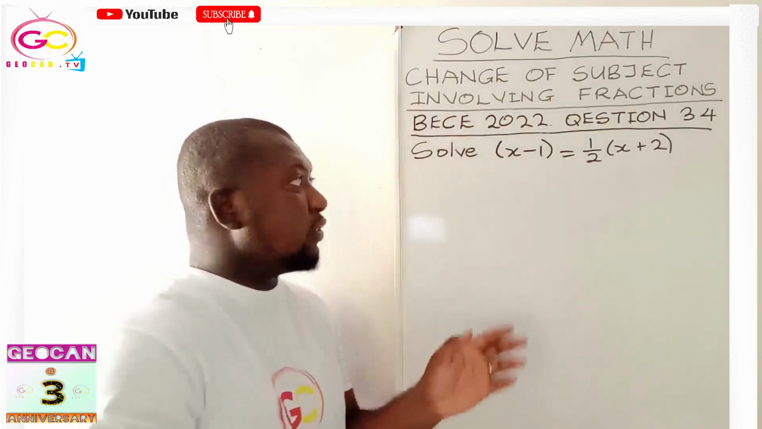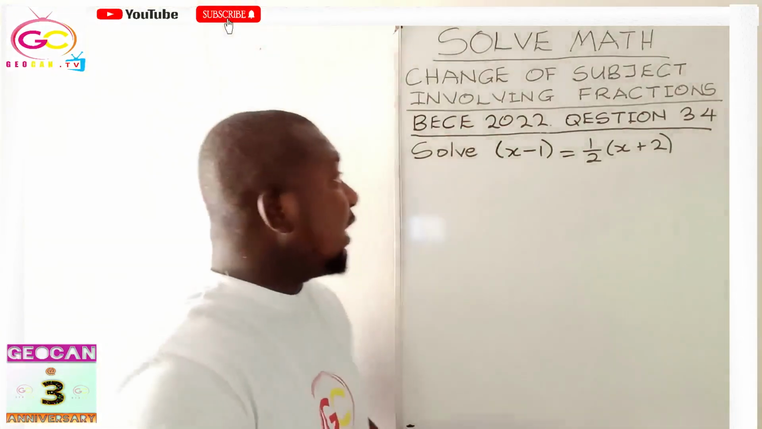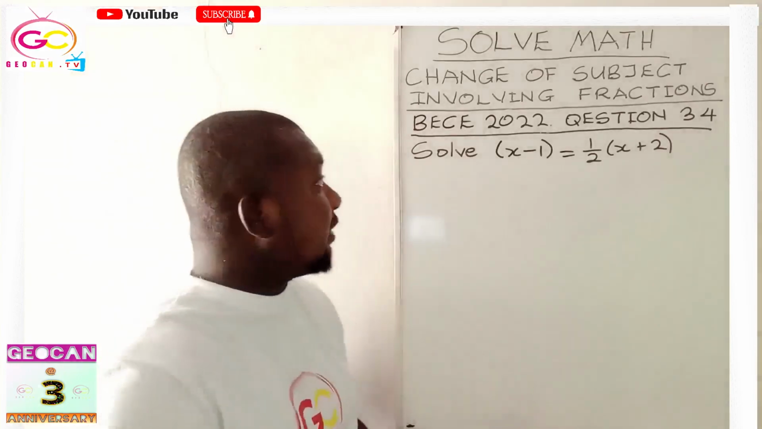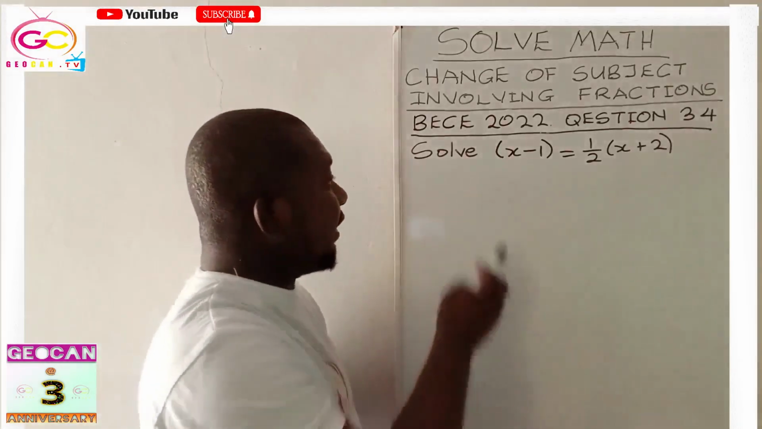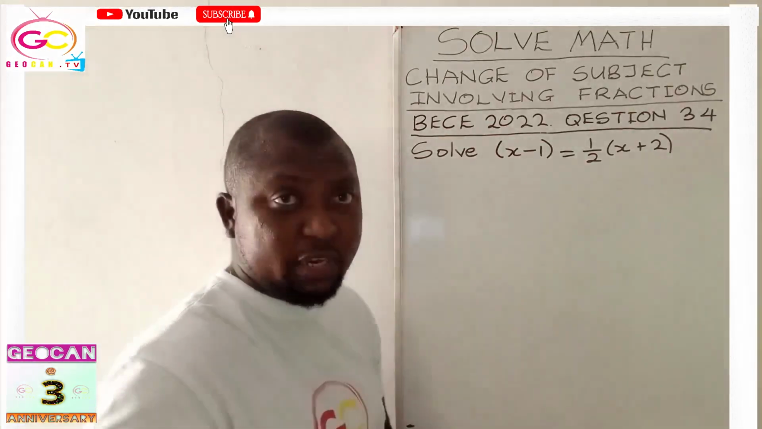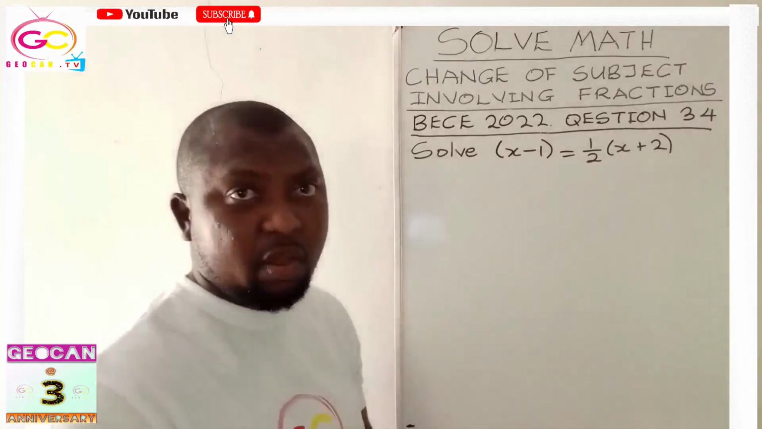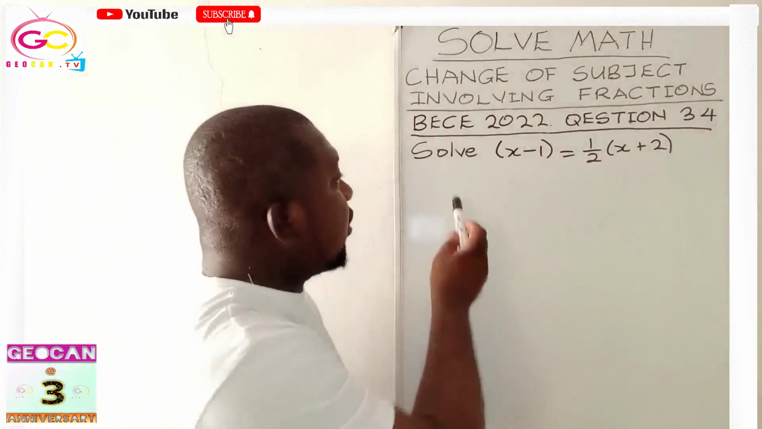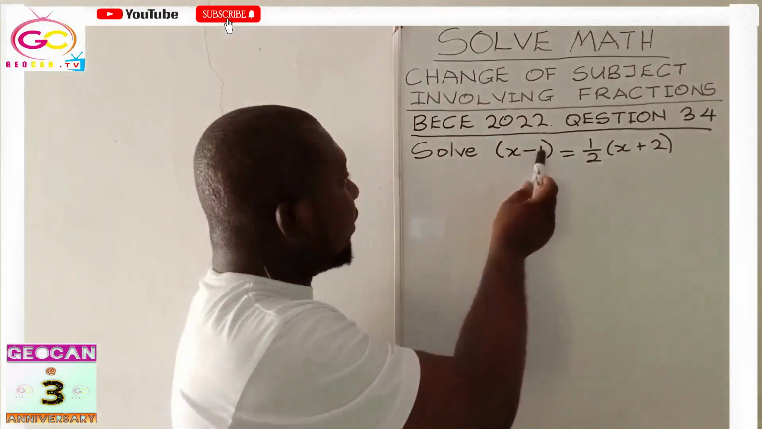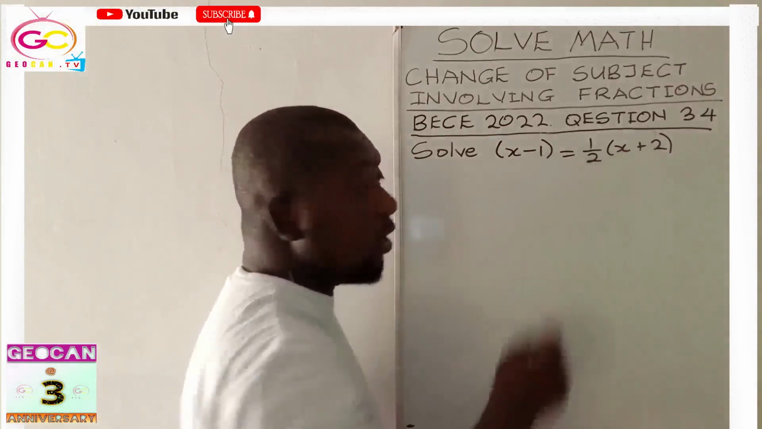Quickly, let's move to the board and solve this particular past question on the topic change of subject involving fractions. Yes, this is a Basic Education Certificate Examination question for the year 2022, and that was question 34. Yes, what's the question? Solve 2 into bracket x minus 1 bracket close is equal to 1 over 2 into bracket x plus 2 bracket close.